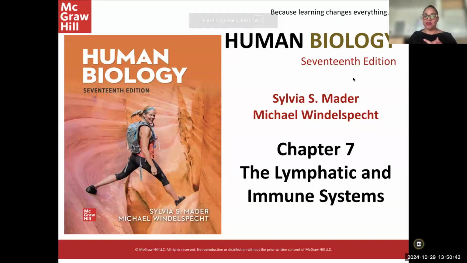Hi, everyone. Today we're going to talk about chapter 7, which is about the lymphatic and immune systems, which some people consider one system, some people separate it and consider it two different systems. Either way, we put them together in the same chapter.